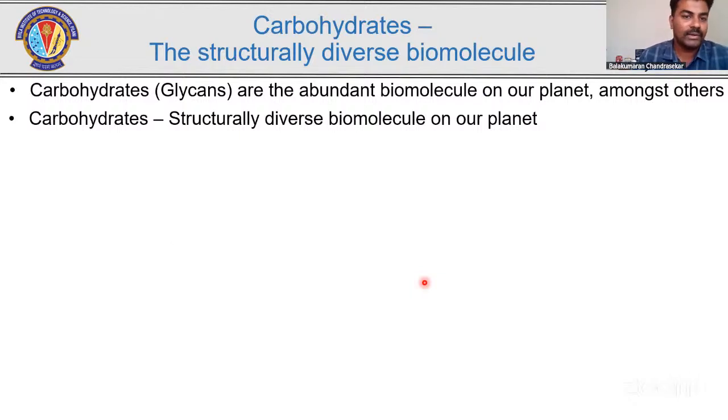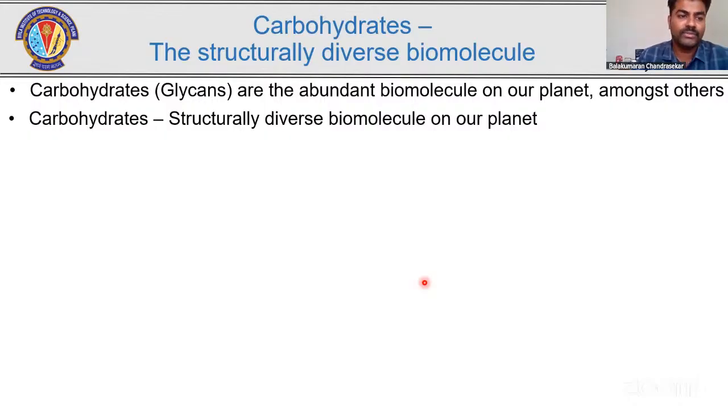So carbohydrates, otherwise called glycans, are the most abundant biomolecule on our planet Earth compared to other biomolecules known so far. All of you must know about the different biomolecules on our planet. That includes nucleic acids, proteins, lipids, and carbohydrates. Of these four different biomolecules, carbohydrates are the most abundant on our planet.